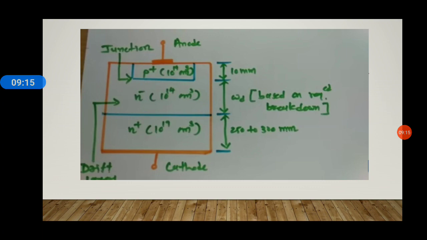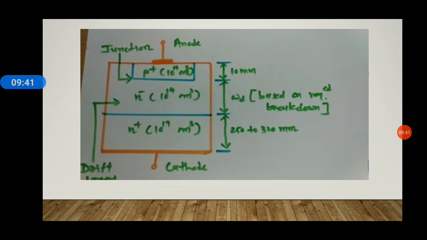A power diode consists of 3 layers. The top layer is a heavily doped P plus layer. P plus means it is heavily doped, and the middle layer is lightly doped. N negative means a lightly doped layer, and the last layer is a heavily doped N plus layer. The heavily doped P plus layer acts as an anode.